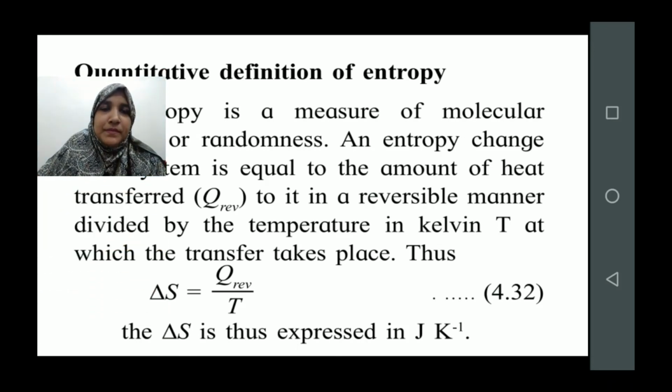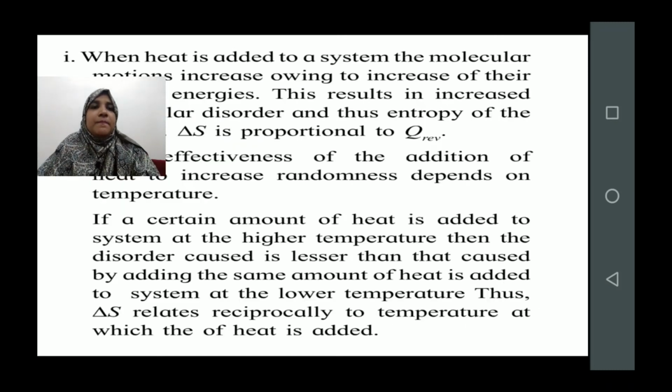So delta S equal to Q reversible upon T is your quantitative expression for entropy. Now what is the unit of it? Its unit is joules per Kelvin.